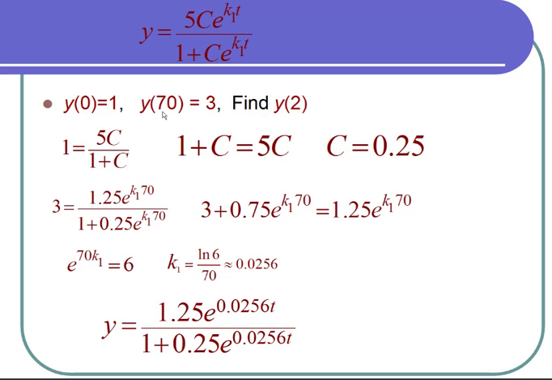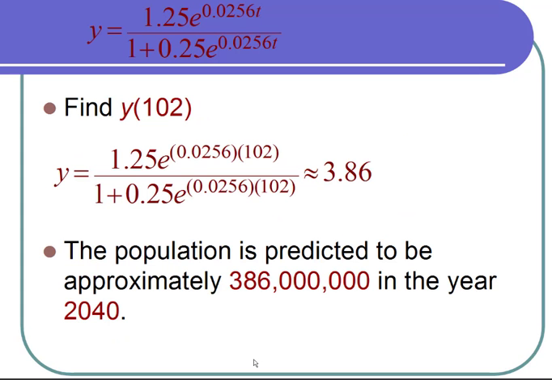Similarly, let's plug in t equals 70 for t, and let's plug in 3 for y. And when you plug that in and multiply by the denominator, isolate the exponential, take a natural log of both sides and divide by 70, put it into a calculator, and you get k1 is about equal to 0.0256. So there's our solution to the differential equation. We have y equals 1.25 e to the 0.0256t over 1 plus 0.25 e to the 0.0256t. Now we can answer our question.